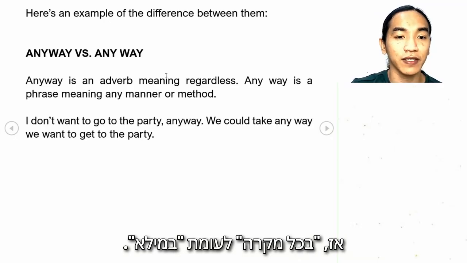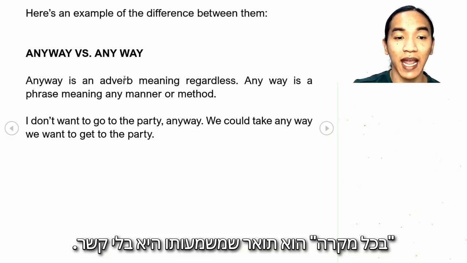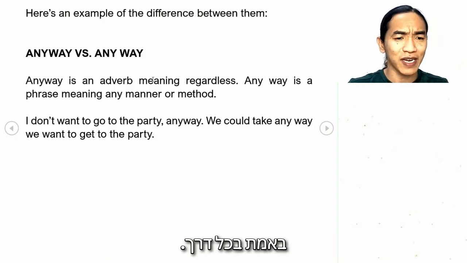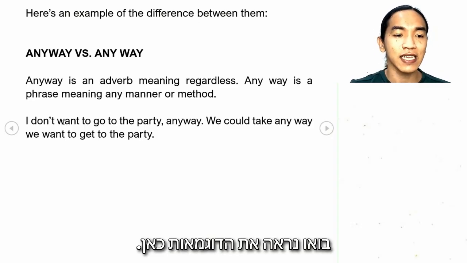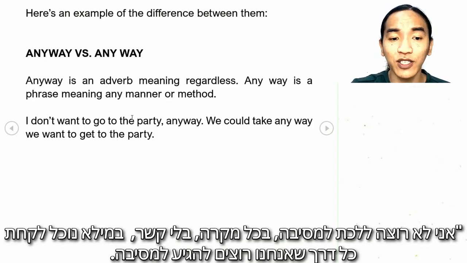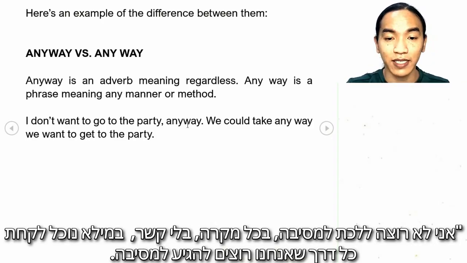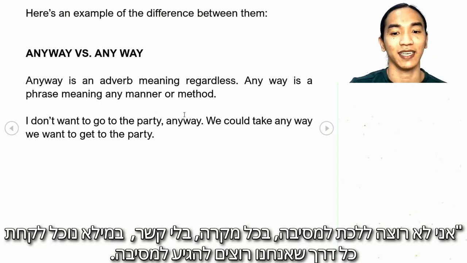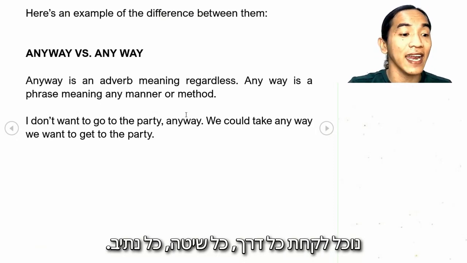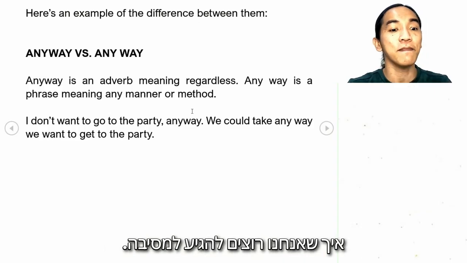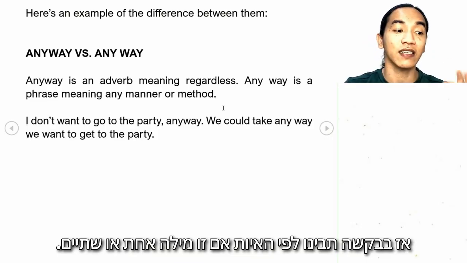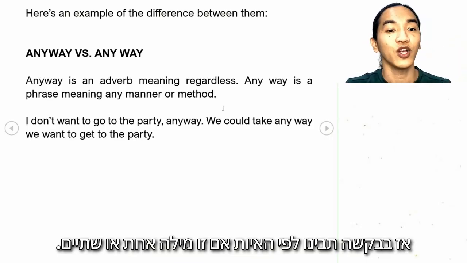So, anyway versus any way. Anyway is an adverb meaning regardless. Any way is a phrase meaning any manner or any method. Let's see the examples here. I don't want to go to the party anyway, regardless. We could take any way we want to get to the party, all right? We could take any way, any method, any path, any manner we want to get to the party. So please understand the spelling if it's one word or two words.